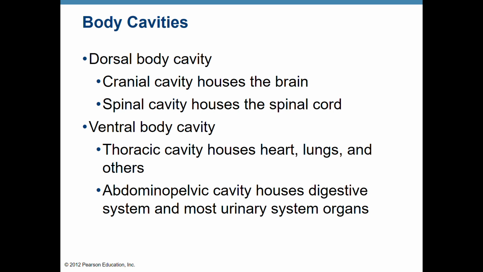Here we discuss several body cavities. First we have the dorsal body cavity, which has the cranial and the spinal. The cranial cavity houses the brain. The spinal cavity houses the spinal cord. In the ventral body cavity, we have the thoracic cavity, which houses the heart, the lungs, and the others. The abdominopelvic cavity houses the digestive system and most urinary system organs.